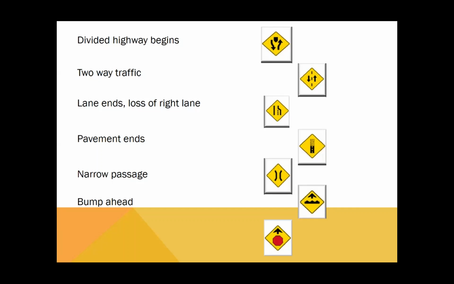Or it could be that the stop sign is maybe hidden behind a tree or over a hill. You can't quite see it. So again, these signs are really important to give you information up ahead well in advance so that you can prepare to do your maneuvers safely.